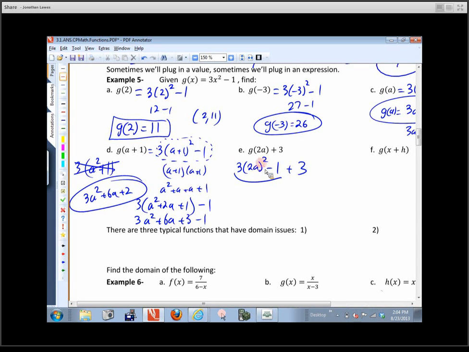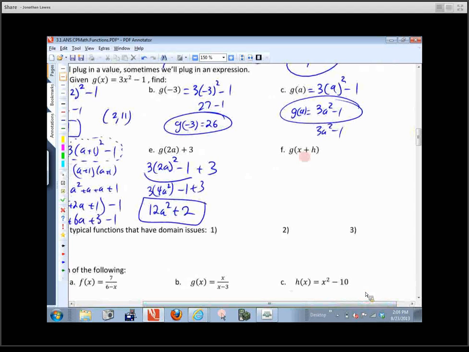Okay, if you square that, you get 4a squared, right? Minus 1 plus 3. So this is 12a squared plus 2. Raise your hand if you got that right. Okay, very good.